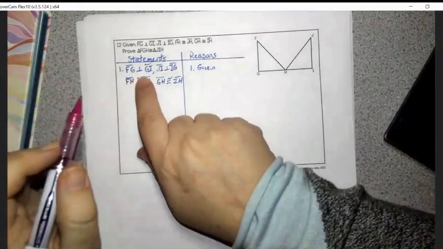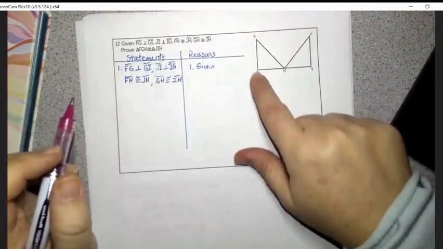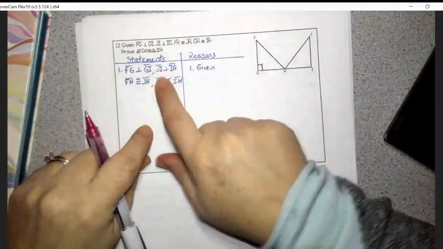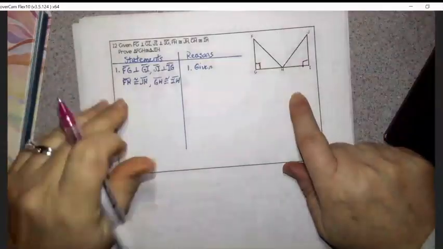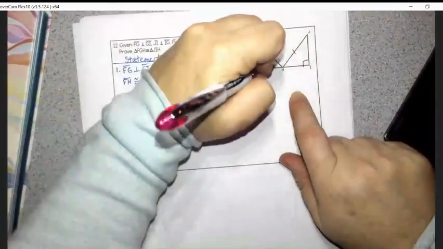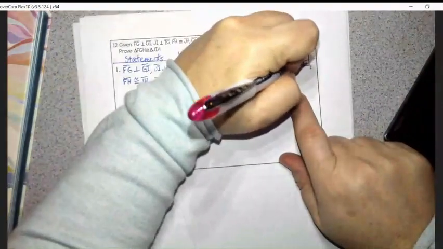Okay, the first thing we know is that FG is perpendicular to GI, so that makes a right angle. JI is perpendicular to IG, that makes a right angle. FH is congruent to JH, and GH is congruent to IH.